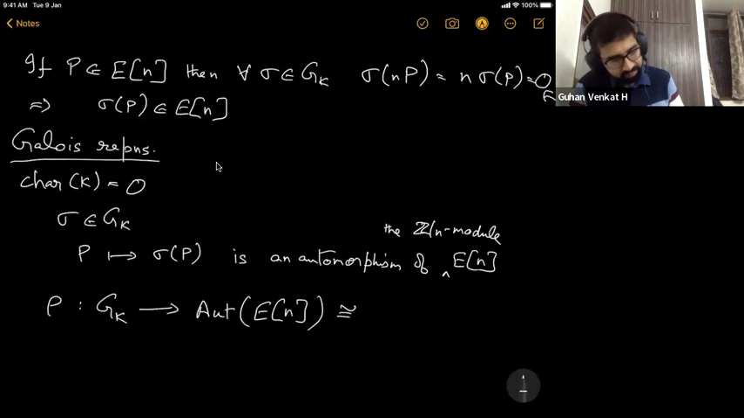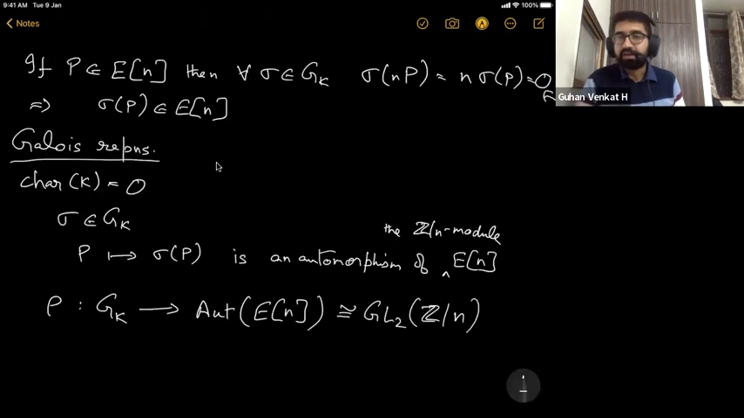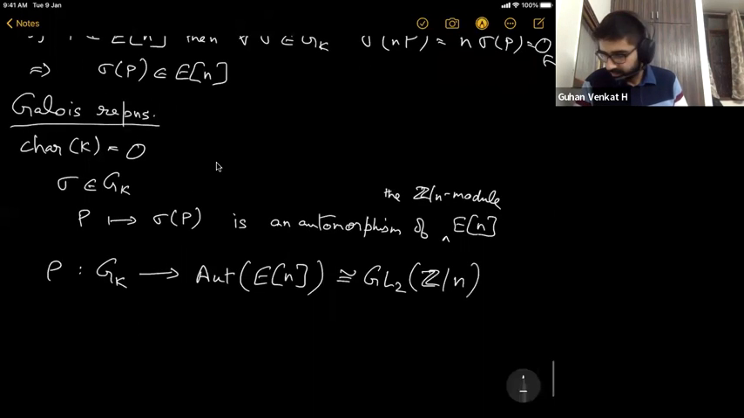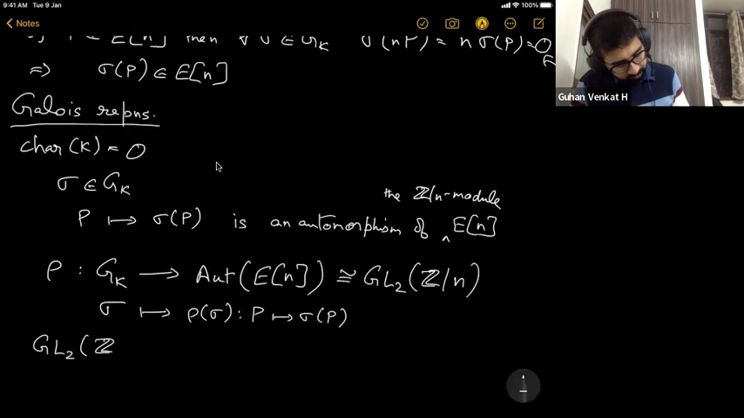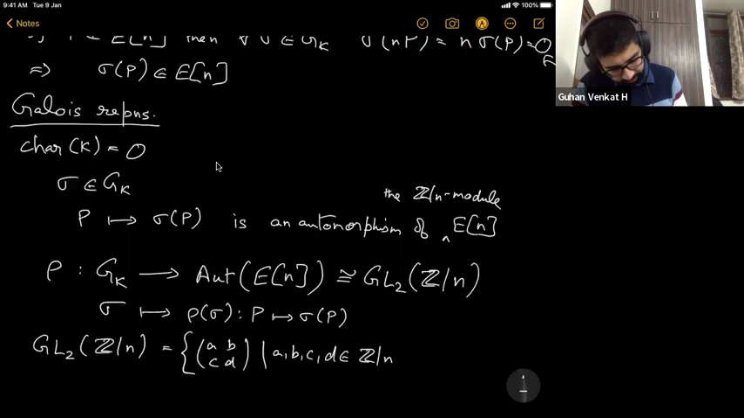Since we had this nice structure theorem, this is also just GL2 defined over Z mod n. So the homomorphism is defined as follows: any sigma is mapped to rho of sigma, which is the automorphism that maps any n-torsion point P by applying the Galois automorphism to it. And just to be complete, GL2 of Z mod n is just the 2 by 2 invertible matrices over Z mod n.